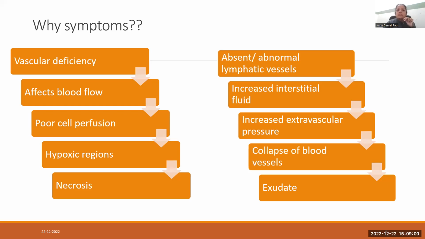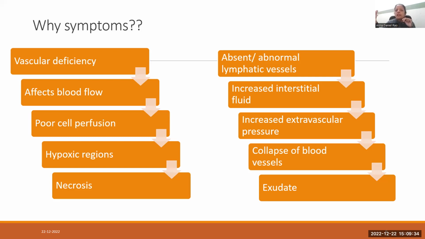Now, because of the vascular deficiency, what will happen? It will affect the blood flow. Okay, and the cells will be very poorly perfused. So there will be more chances of secondary infection also here. The region will become hypoxic because of less perfusion, and then necrosis will also occur very fast. And there may be absence of the normal lymphatic blood cells, or there may be abnormality.